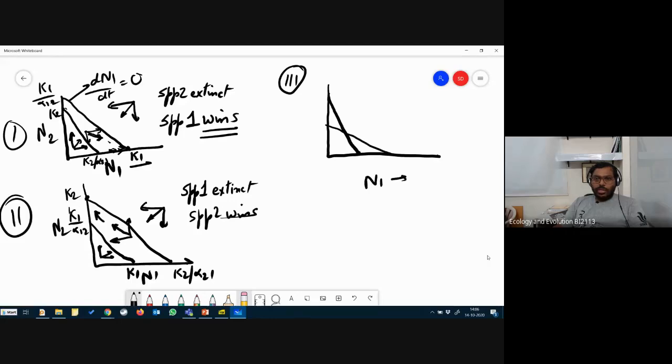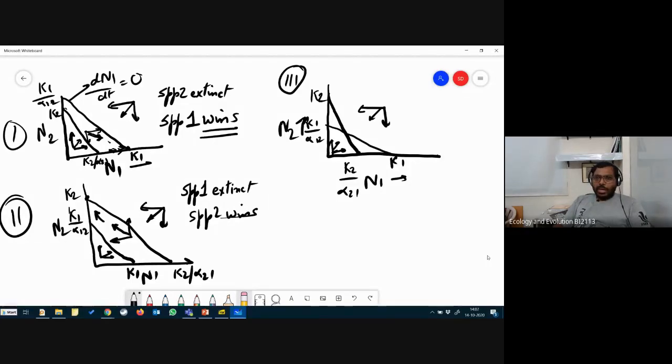So this is N1 in this direction, N2 in this direction, and let's say this is K1, and then this is going to be K1 by alpha 1 2, and this is K2, and this is K2 by alpha 2 1. Okay. Again, this part is easy. This is above both isoclines, so both of them decrease. This is again simple because this is below both isoclines, both of them increase like this.